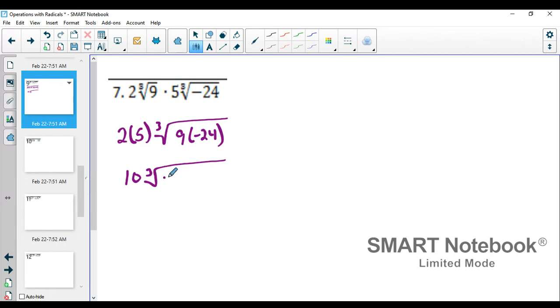Negative 216. Oh, well, this one's going to work out quite nice, because 216 is a perfect cube. So that means it has a whole number cube root itself, and that is 6. So we have 10, but because this is negative 216, it's negative 6. So 10 times negative 6 is negative 60. And that's our final answer for number 7.